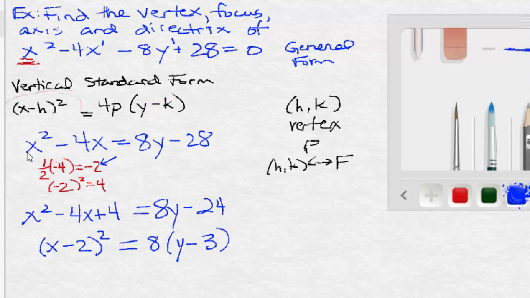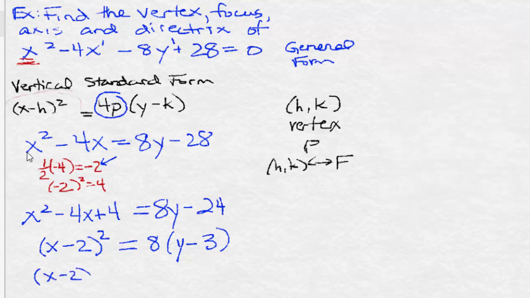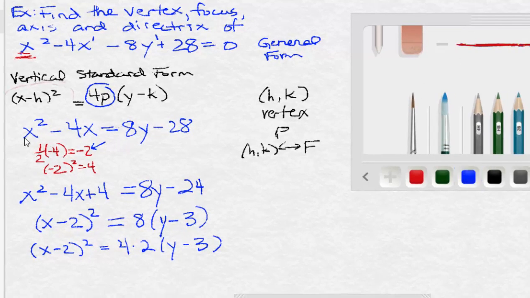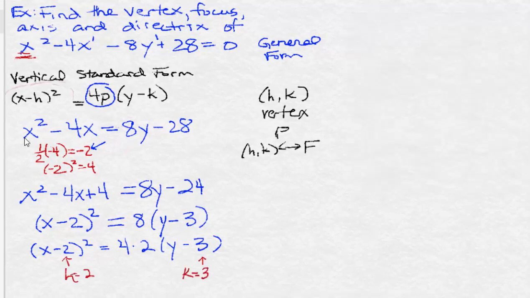The next thing we need to focus on is this 4 times p. So how can we think of 8 as 4 times something? 4 times 2. So this is x minus 2 squared equals 4 times 2 times y minus 3. So now we can easily identify that h is 2, that k is 3, and that p is 2.